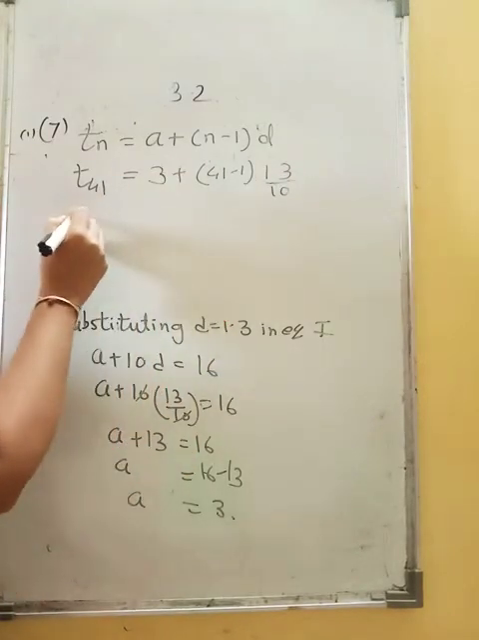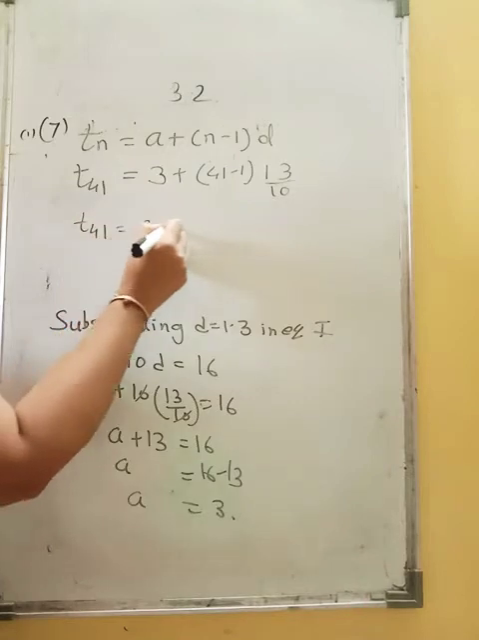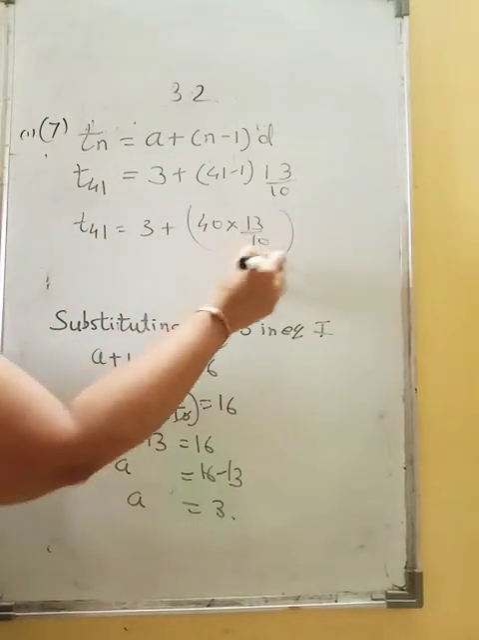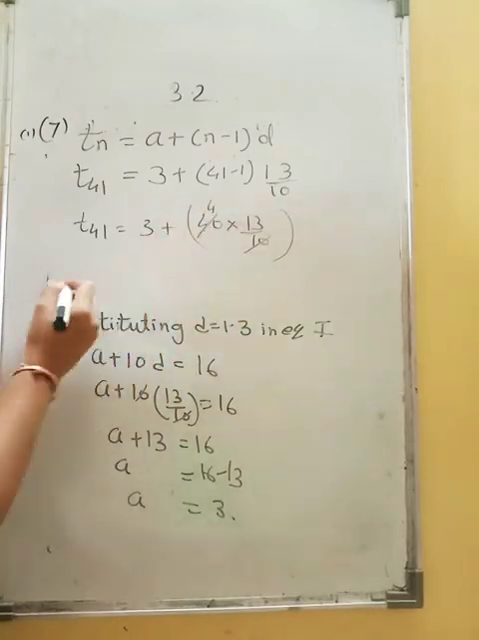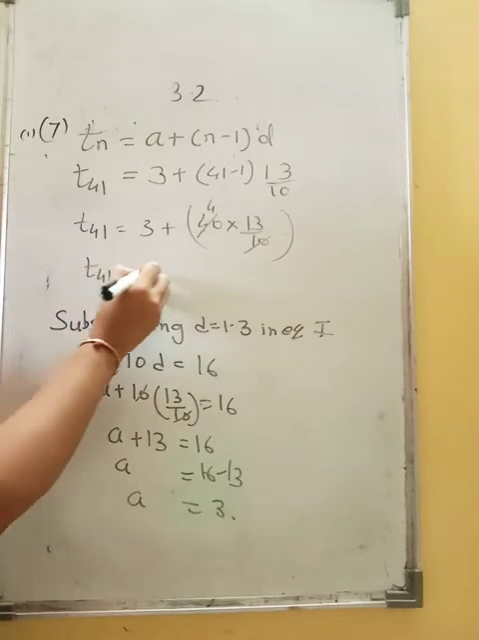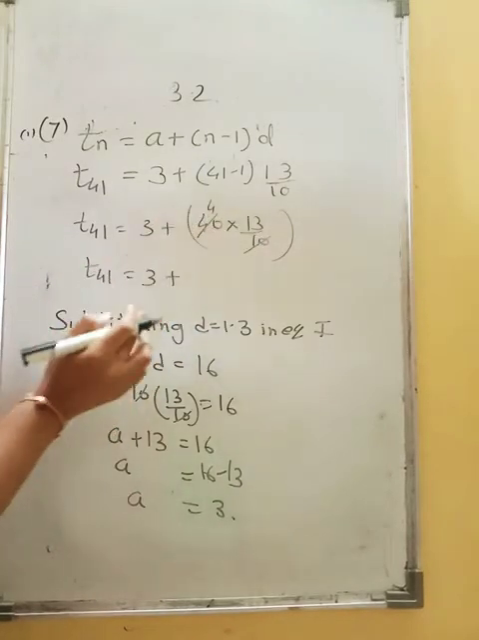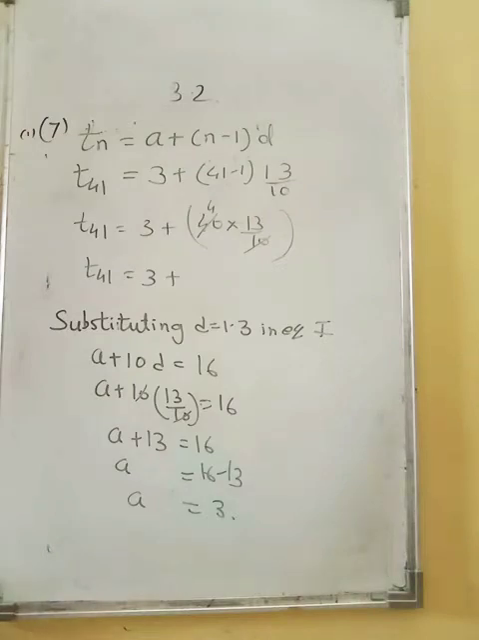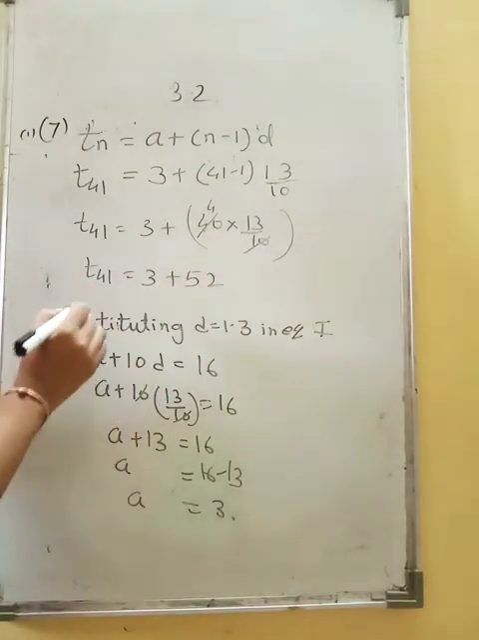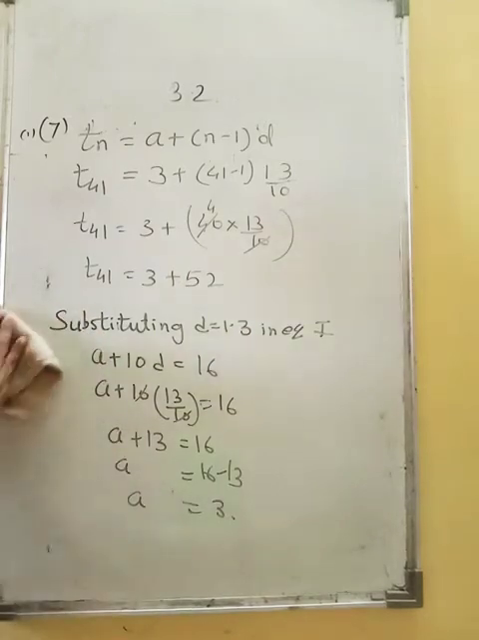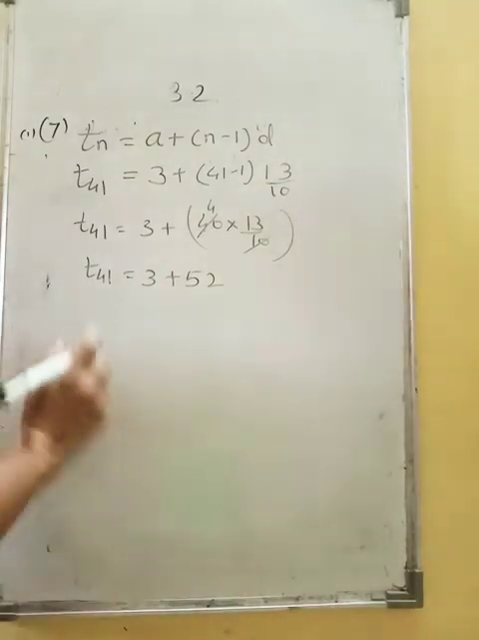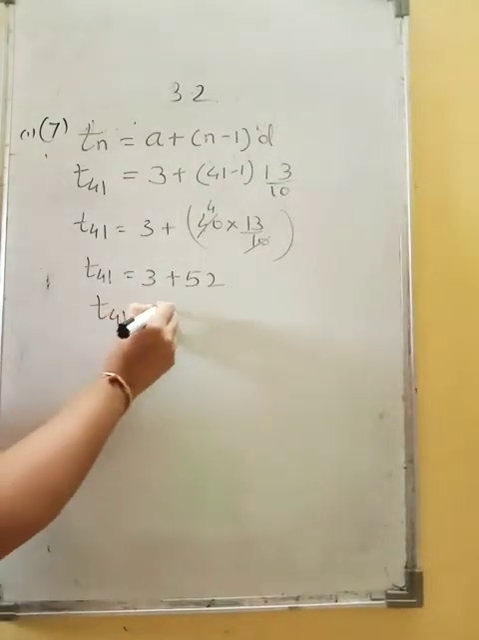So T41 is equal to 3 plus 40 into 13 upon 10. Right? Now this was cancelled. 10 fours are 40. So T41 is equal to 3 plus 13 fours are 52. So our T41 will be 52 plus 3, 55. T41 is equal to 55.